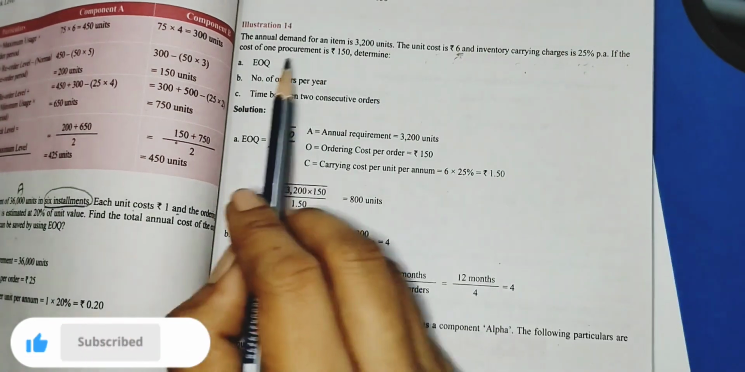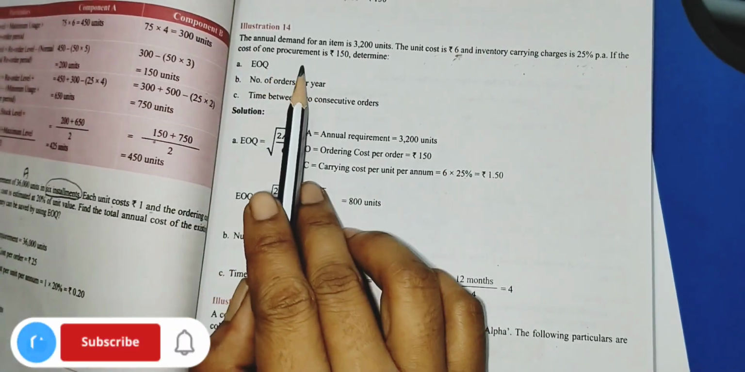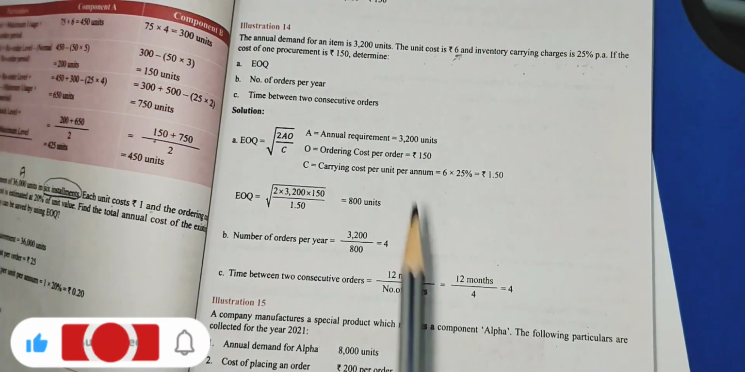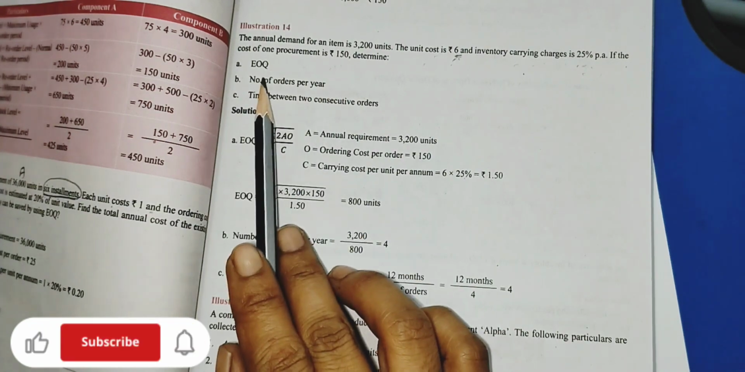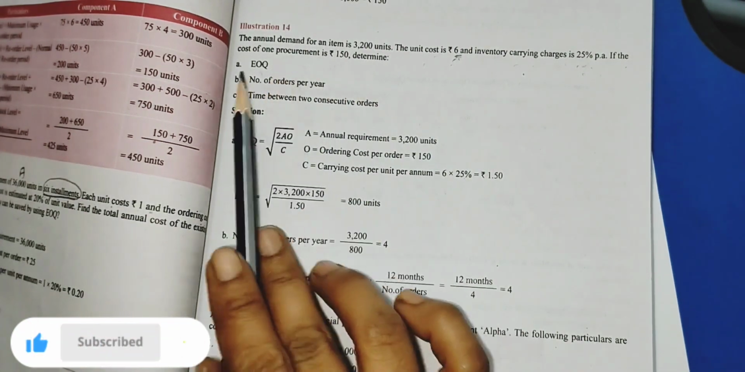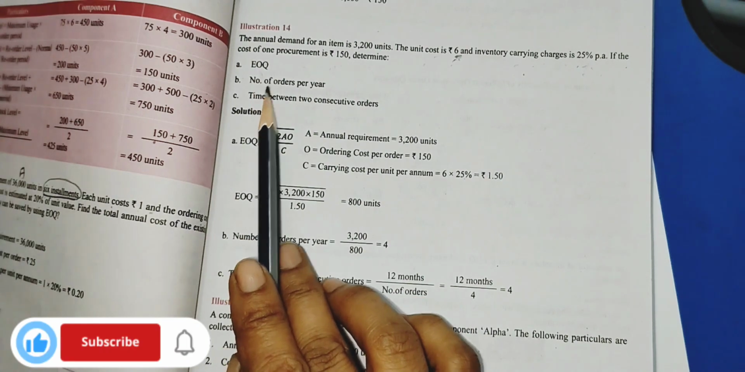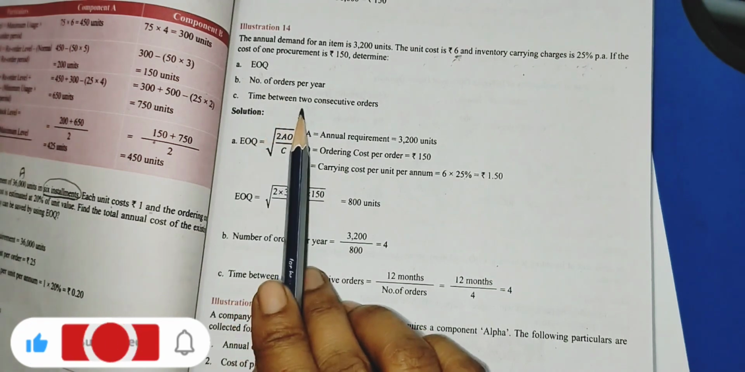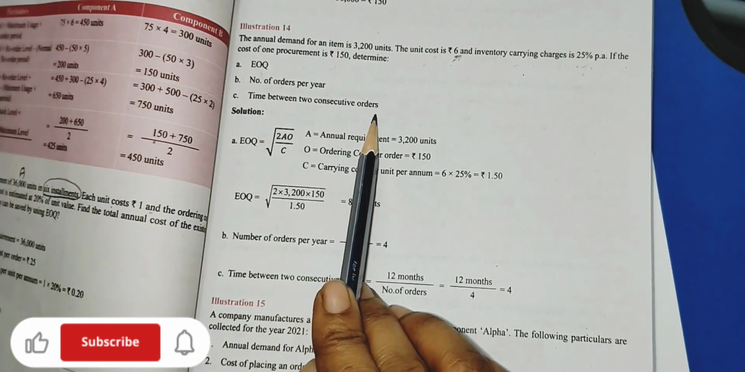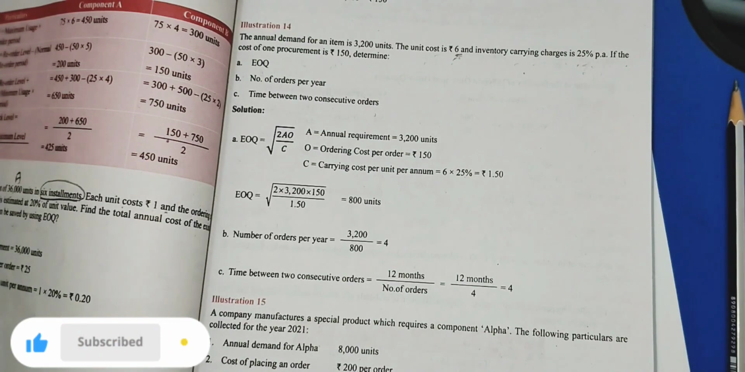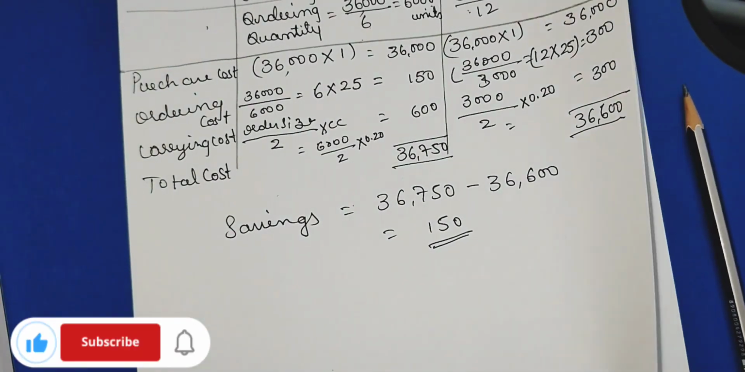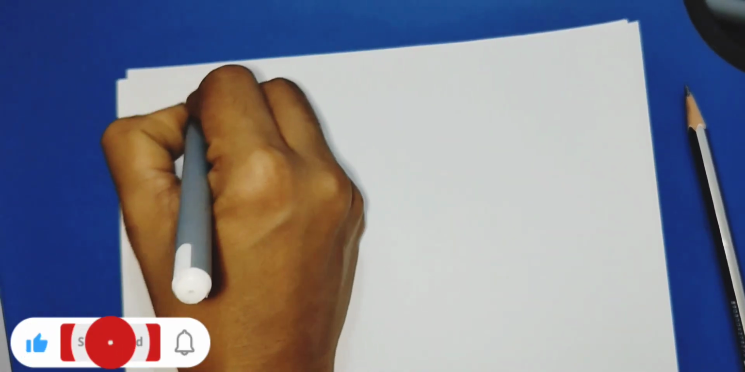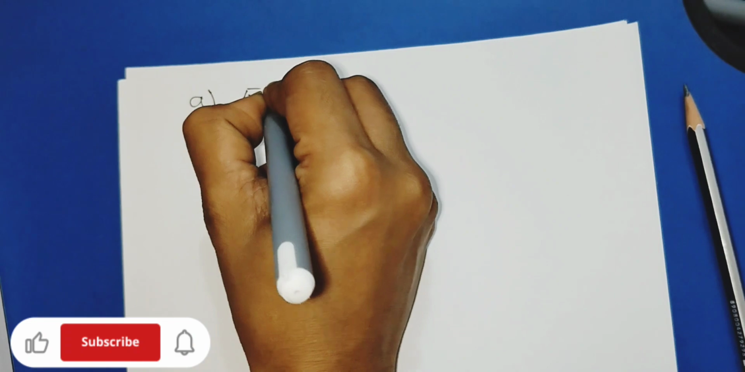Then the cost of one procurement is rupees 150, this is the ordering cost. Ordering cost is 150. Now here we need to determine EOQ, number of orders per year, how many orders we can place, and time between two consecutive orders, right? So let us find out now. What is the formula to calculate EOQ? First we will find out EOQ.